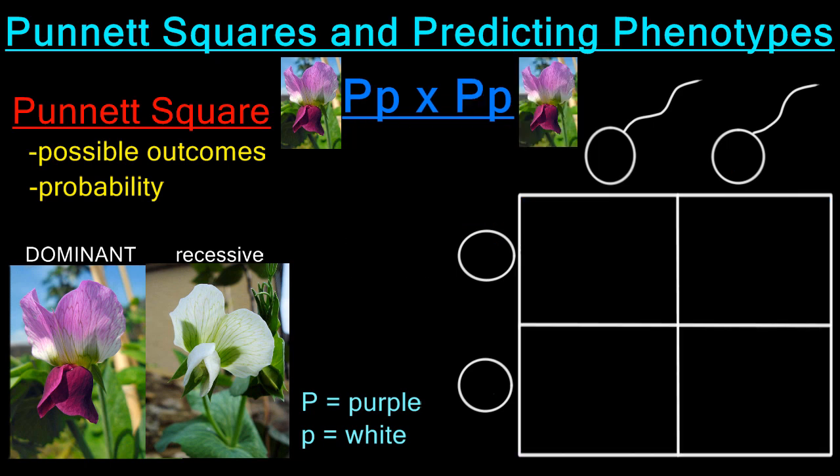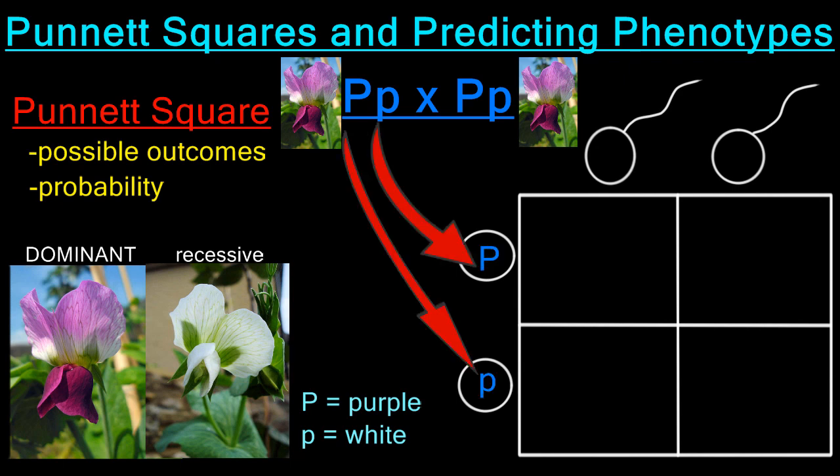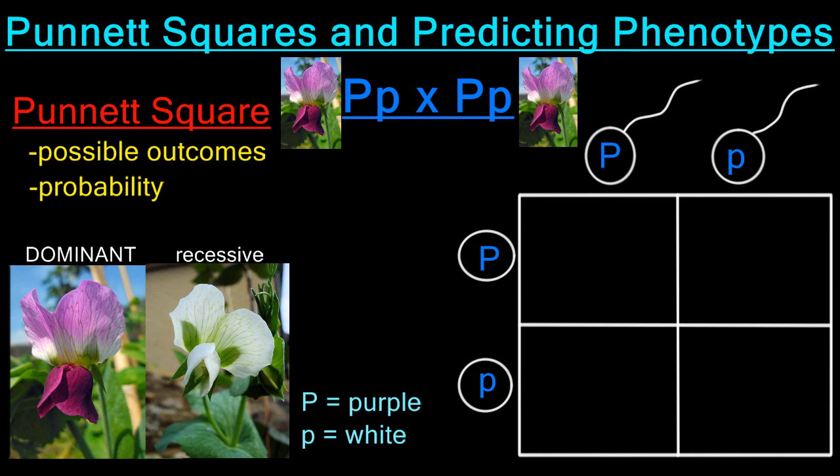Let's do one final example crossing 2 heterozygous individuals, big P, little p, times big P, little p. We place one individual on the left side and one individual on the top of the square, separating the letters to show that the gametes these individuals produce each have only one P because of Mendel's law of segregation. Half the gametes would have a big P and half would have a little p.